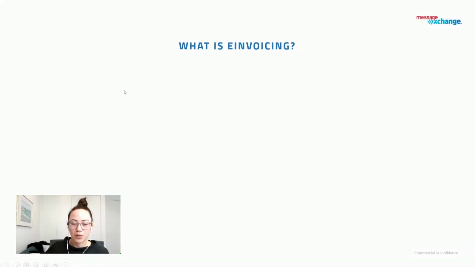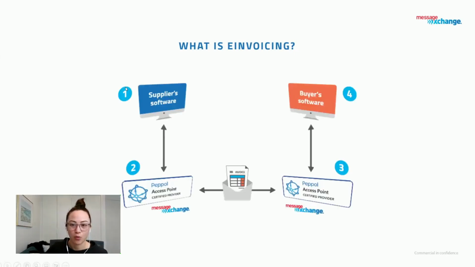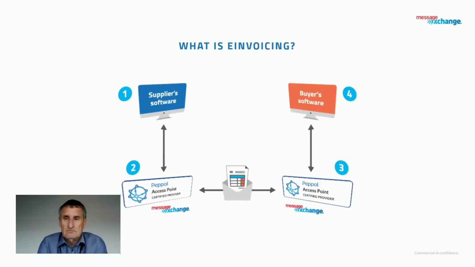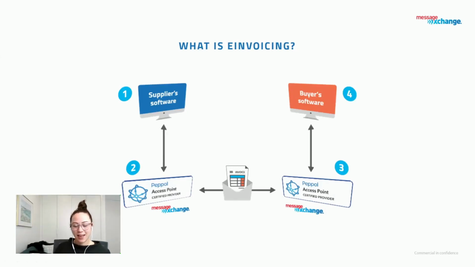So just to give you a bit of an idea, for anyone who is new to eInvoicing, let me explain a little bit about what it is. eInvoicing in Australia follows the PEPPOL standard. That's an international standard that the ATO and the Ministry of Business, Innovation and Employment in New Zealand have adopted here. And it allows eInvoices to be exchanged between any software to any software. So it's software agnostic, which is a real difference in this.